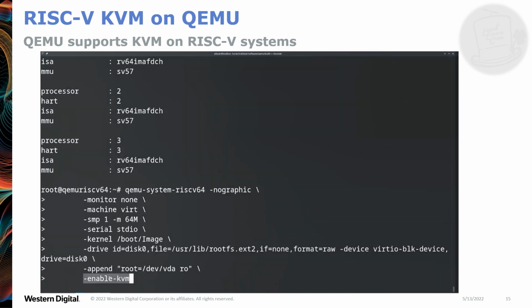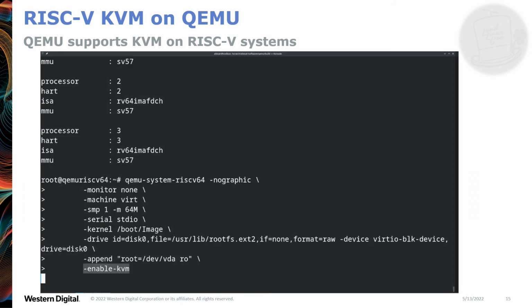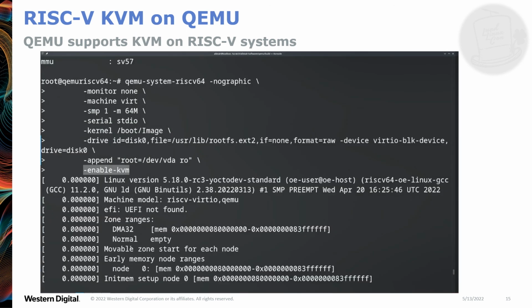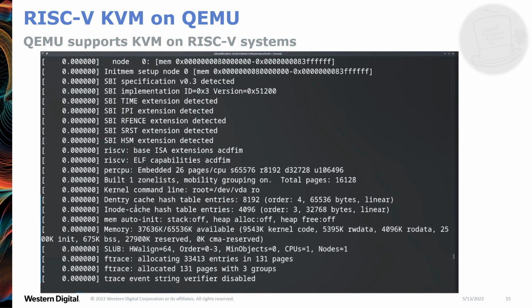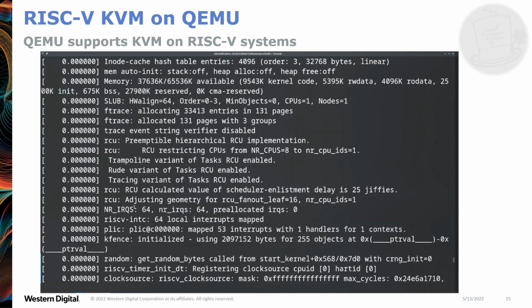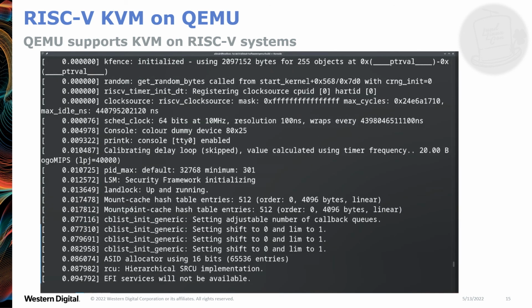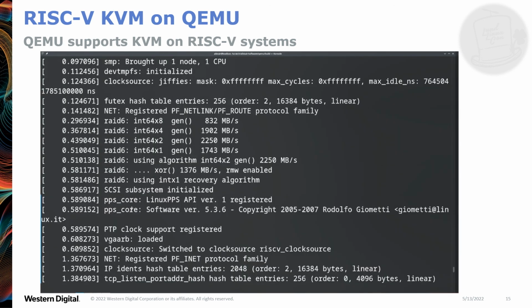And then I've got enable KVM. So we're running with KVM. So I've got x86 with QEMU and the QEMU instance inside that. And you can see it's too quick, it's already booted. So 5.18 kernel. So this one doesn't have KVM.